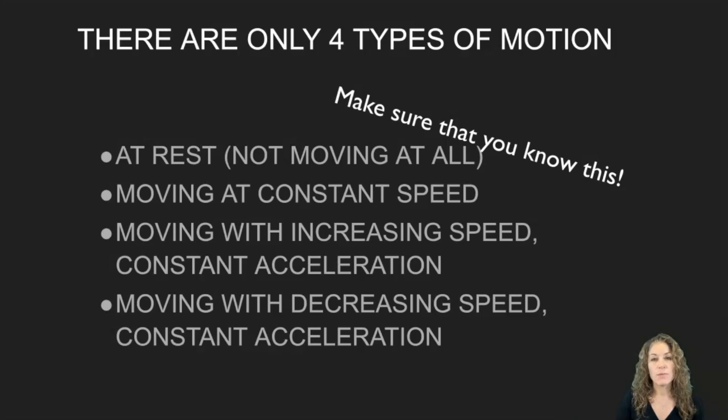There are only 4 types of motion that we're going to be talking about. There's at rest, or not moving. There's constant speed, which means you're not changing the rate at which you're moving. You're moving with increasing speed, or you're moving with decreasing speed. We're going to spend a little bit of time exploring what all of that really means, but you have to know that those are the only 4 types of motion. So every time I ask you, what type of motion is it? It's a multiple choice question. There's only 4 choices: at rest, constant, increasing, or decreasing.